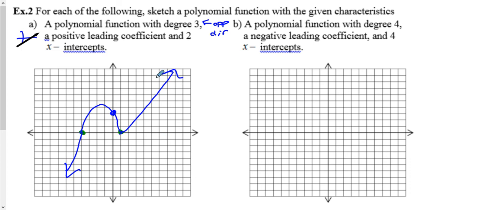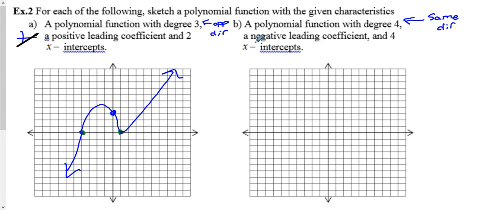So this is just an example, and what I would do is sketch in a few of these characteristics. So make sure you know how it's going to look overall. Degree 4, so again, degree 4 is going to end up in the same direction somehow. So I'm going to write a quick note, same direction.